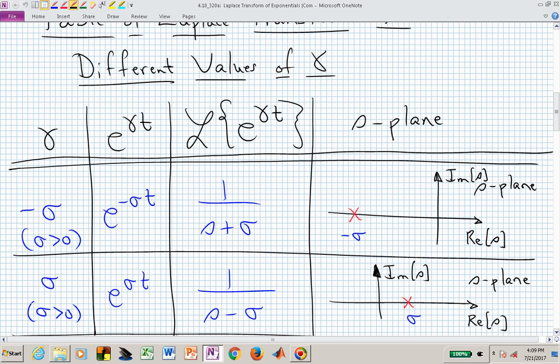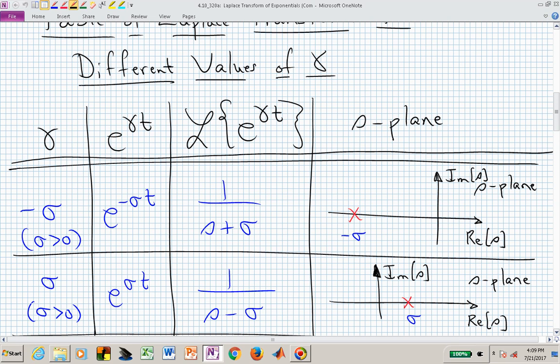The pole of that is now the value of s that causes the denominator to vanish, or we set the denominator equal to 0 and solve for all the s's that make that true. In this case, there's only one such s because the denominator polynomial is of a first order. It just has s to the first power. So we have s is equal to sigma.